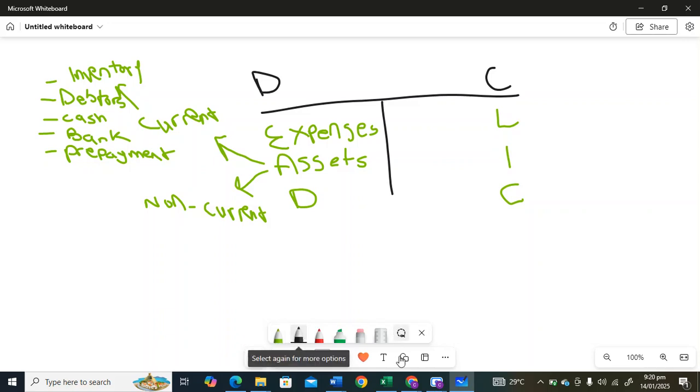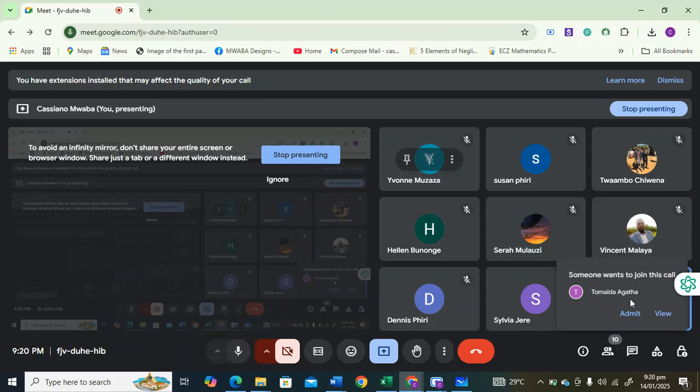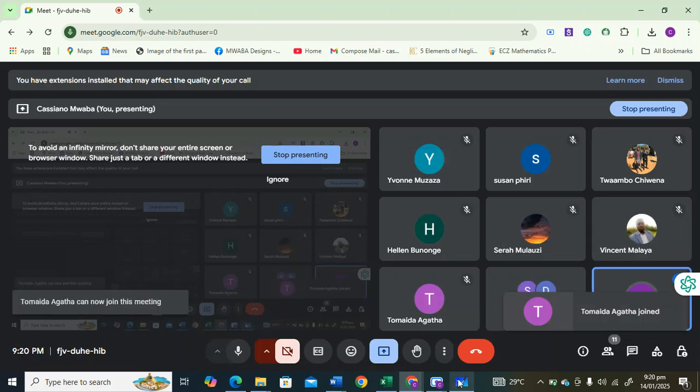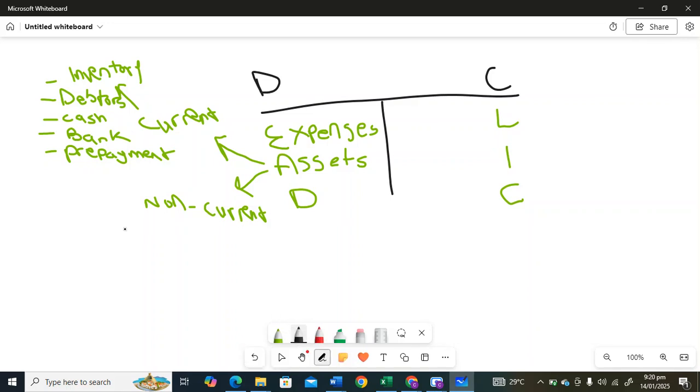All right. The non-current assets, we have buildings, we have land, we've got motor vehicles, fixtures and fittings. Those are some examples of the non-current assets.